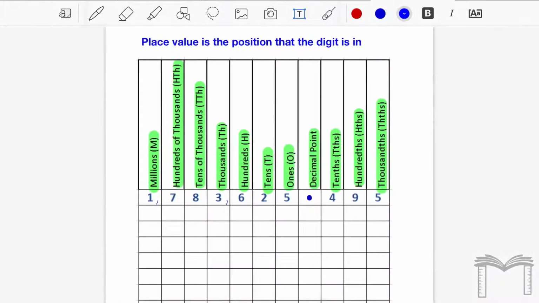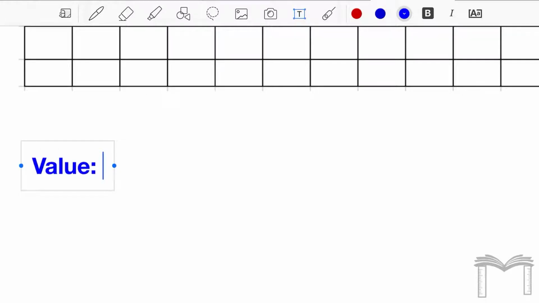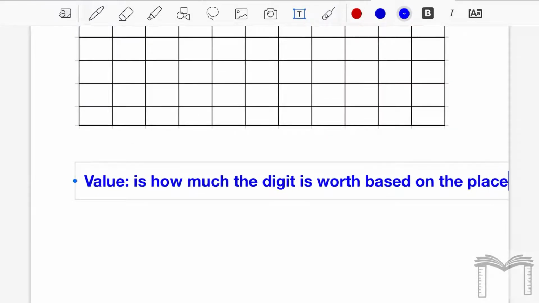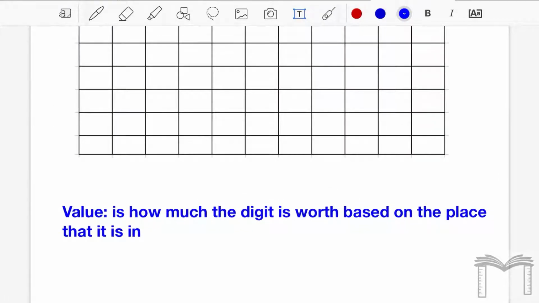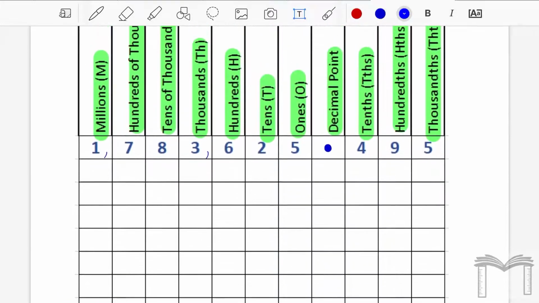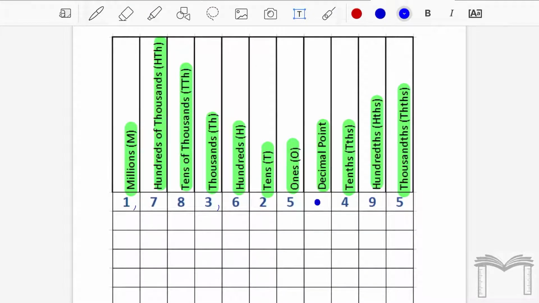We will now go on to value. What is value? Value is how much the digit is worth based on the place that it is in. So each digit has a place value, and each digit also has a value.